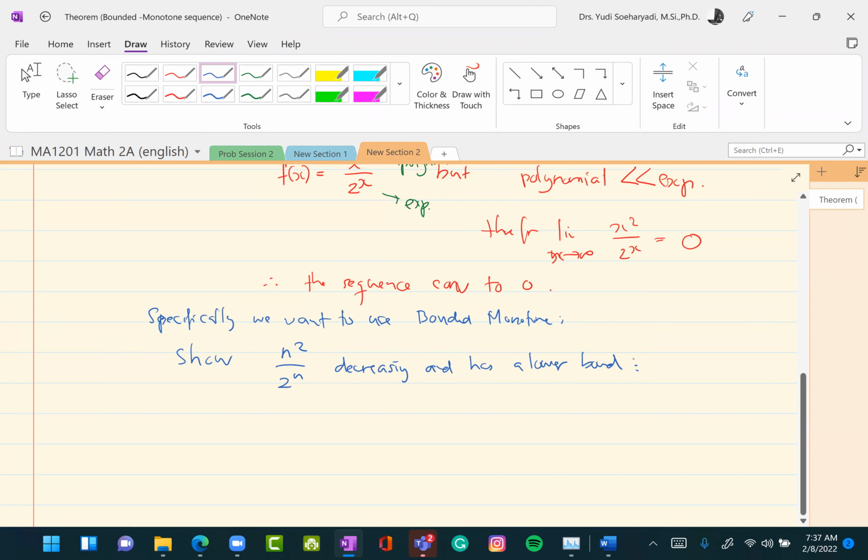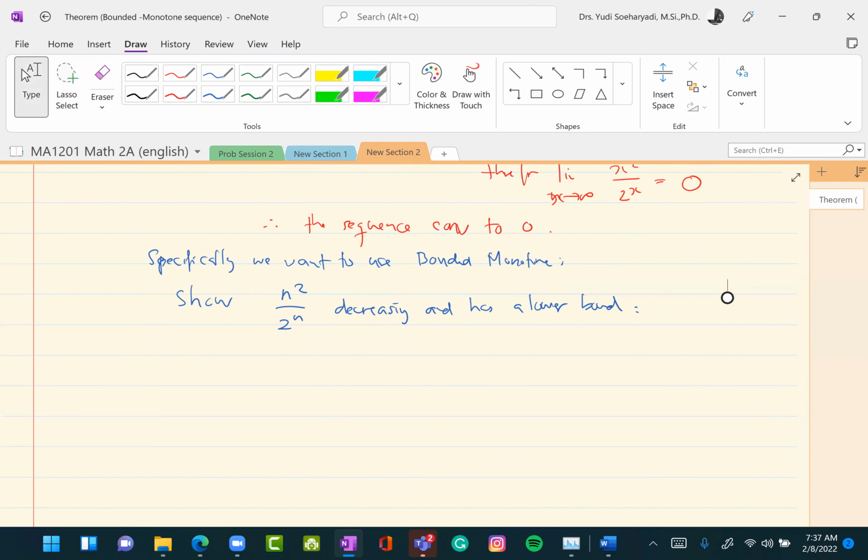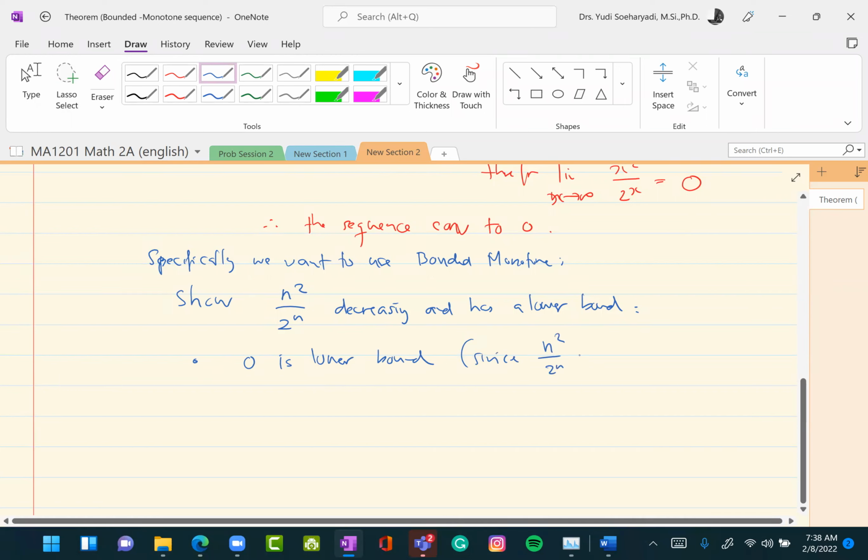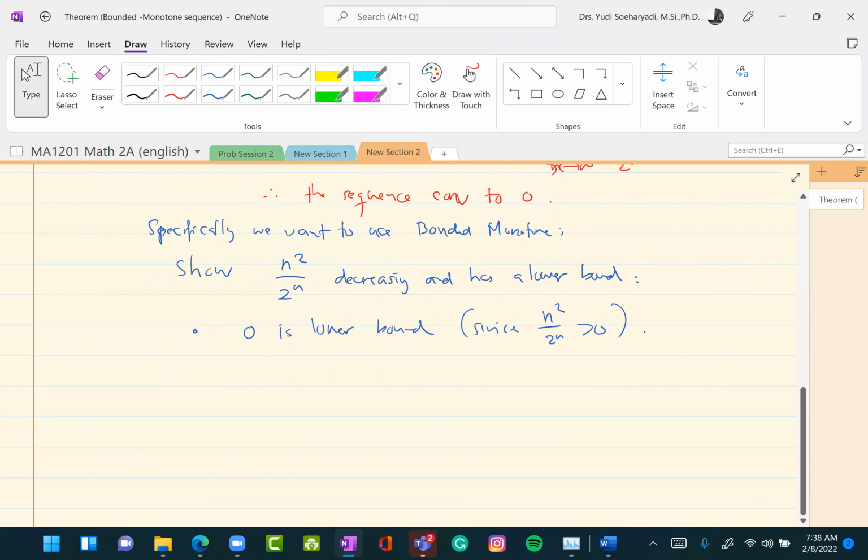Okay, the lower bound is easy. Why? Because both are positive. So the ratio of positive numbers is also positive. So zero must be a lower bound. Easy because it is positive. Yes, what we need to show is just that it is decreasing.